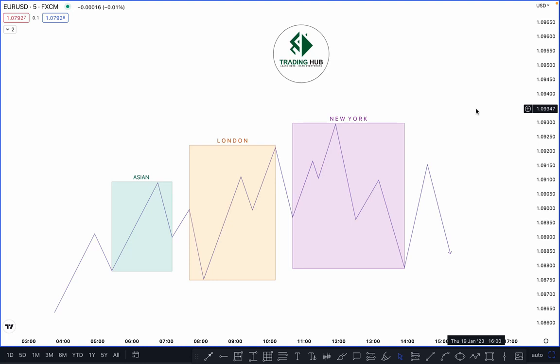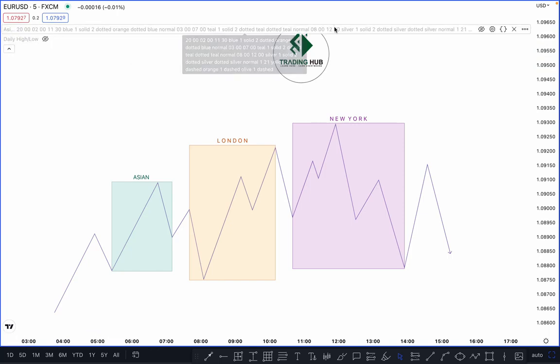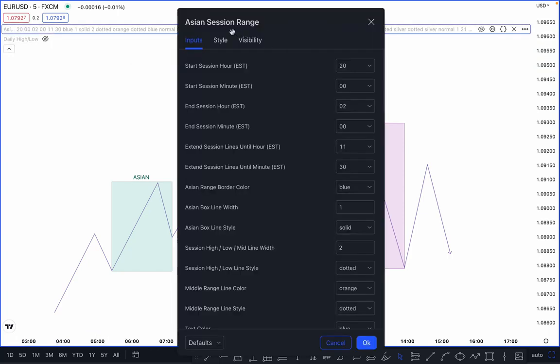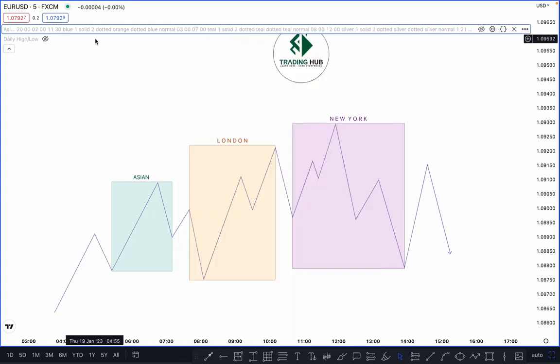So let's see how it actually works. First of all, look at this diagram. This one is our Asian session, this one is our London, and this one is New York, and every country has a different time zone. You can apply any indicator which will show you where our session is, and for session timing you can apply this indicator. I'm using this one, Asian session range, simply available on TradingView. You can also apply any other one you like.